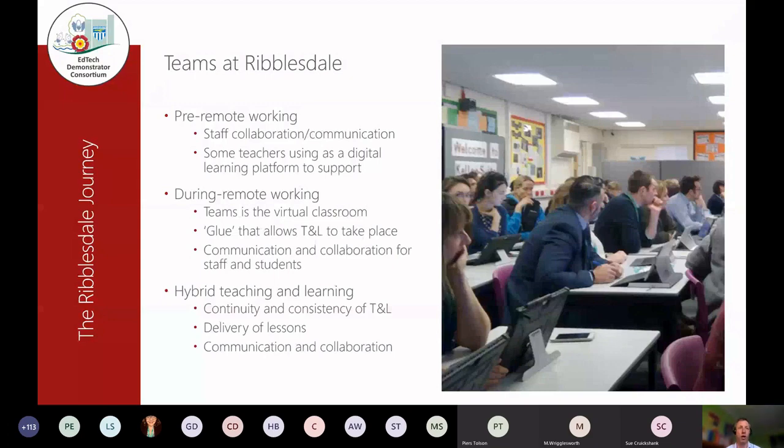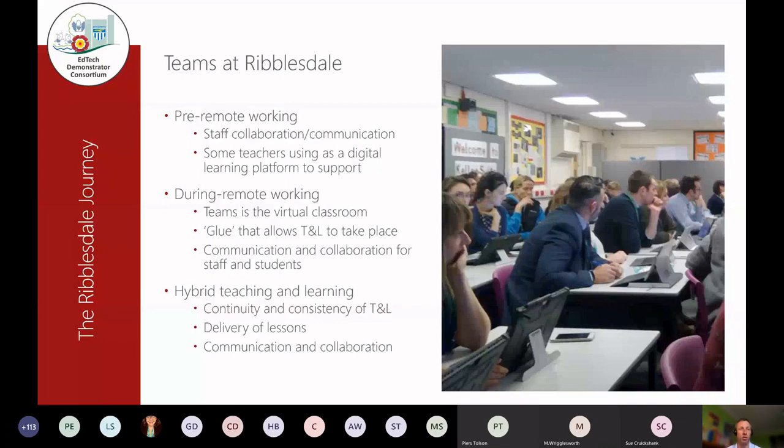And I think what Teams does is it allows you to continue in the same vein and deliver the same diet, or a very similar diet, to all, supplemented by face-to-face intervention and learning. And it allows that delivery of lesson to continue, whether that young person is sat, as I said, physically within school or physically outside of school working remotely. So that's Teams at Ribblesdale.